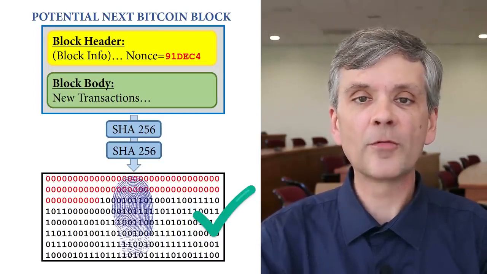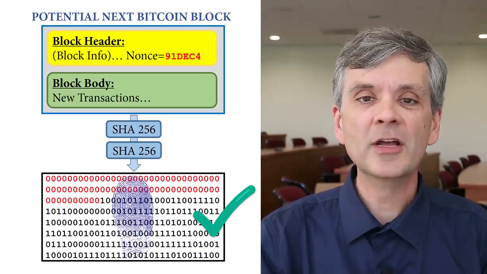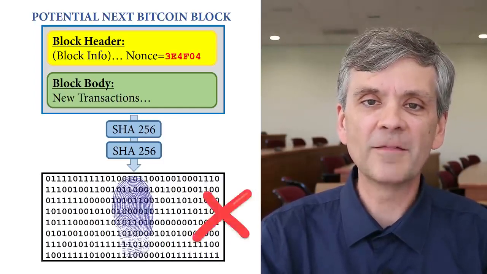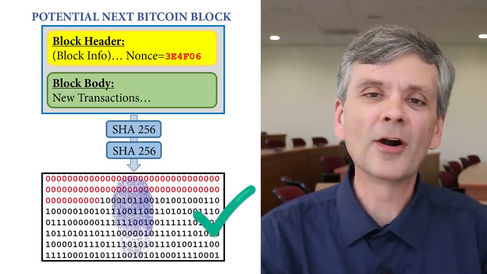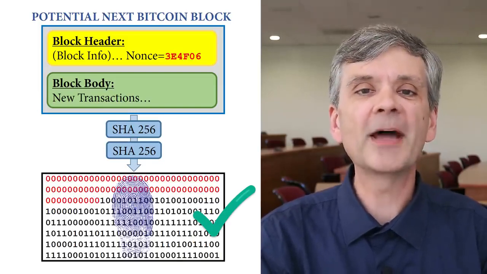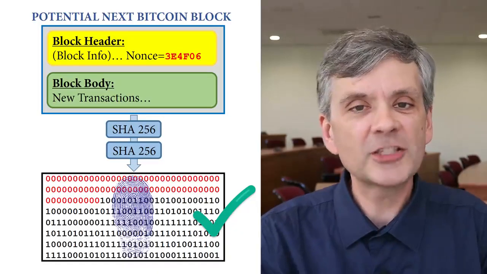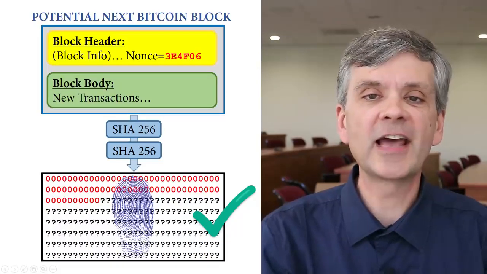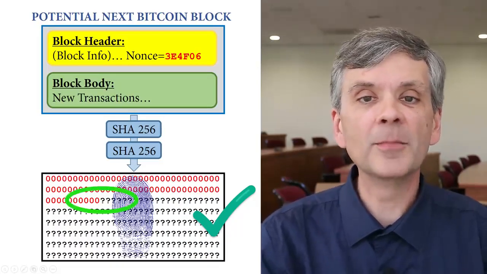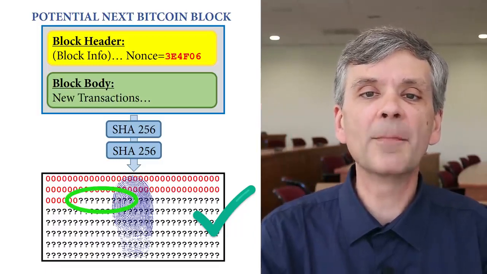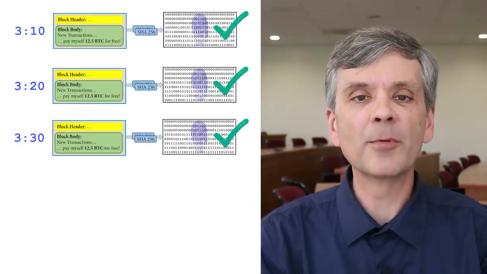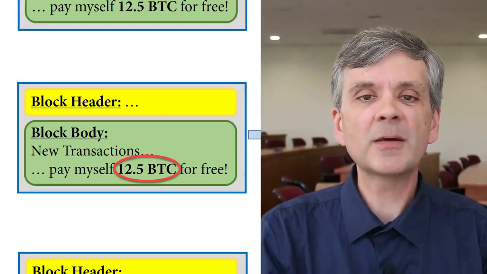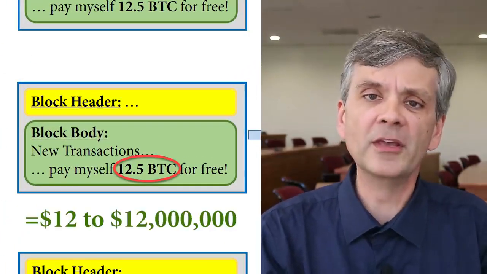But since there's no known formula, the best anyone can do is to do it by brute force, which means just trying a bunch of different inputs until they find something that works. Now, I said before, it's impossible to find an input that matches a specific hash fingerprint, and that's true. But Bitcoin mining only requires that you find a hash that's close, not an exact match. In fact, the difficulty can be adjusted up or down to make it such that about every 10 minutes, someone somewhere finds a match, earning themselves 12.5 Bitcoins, which is worth somewhere between $12 and $12 million.